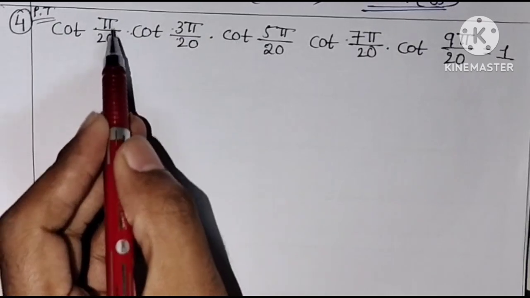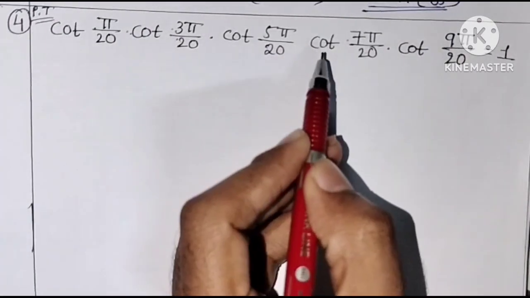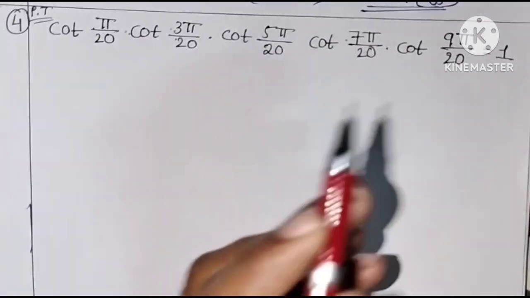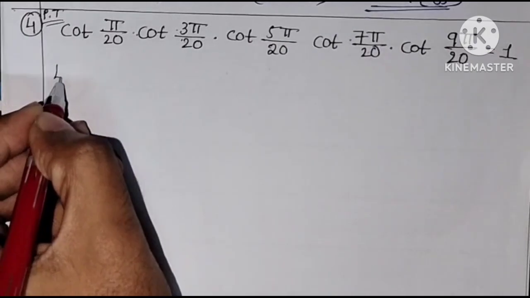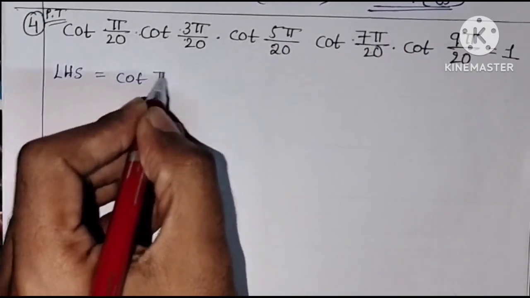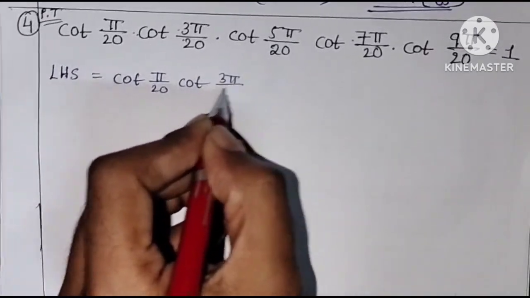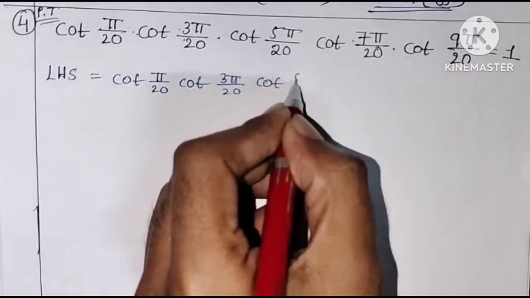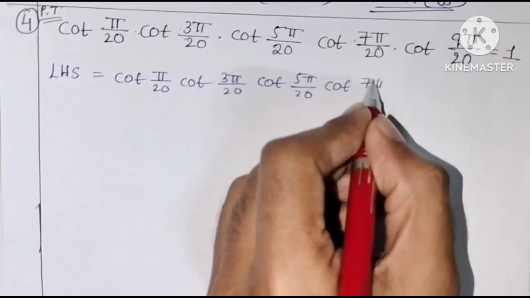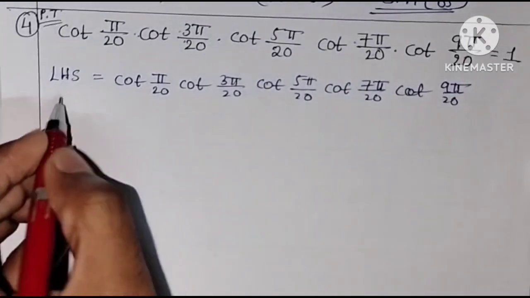Prove that cot pi by 20, cot 3 pi by 20, cot 5 pi by 20, cot 7 pi by 20, cot 9 pi by 20 is equal to 1. So let us consider LHS. So your LHS is cot pi by 20 and cot 3 pi by 20, cot 5 pi by 20, cot 7 pi by 20 and cot 9 pi by 20.